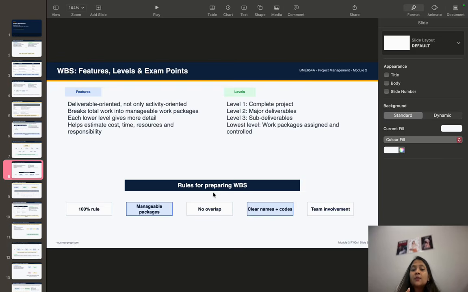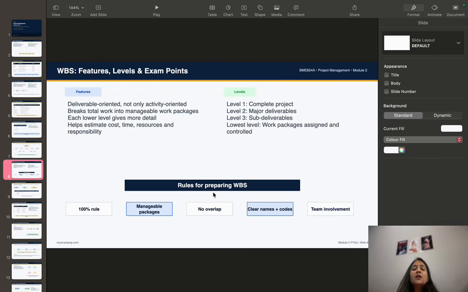So it is going to help in estimating the cost, time, resources, and responsibility. And the levels of WBS are, let's say, level 1 is the complete project. Level 2 is going to have the major deliverables. Level 3 is sub deliverables. And the lowest level is called the work package, which can be assigned and controlled.